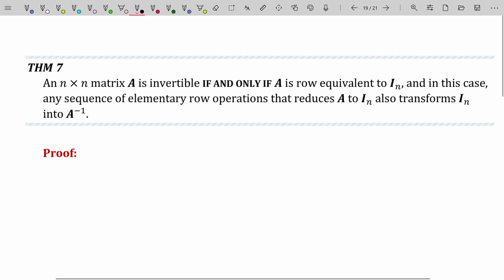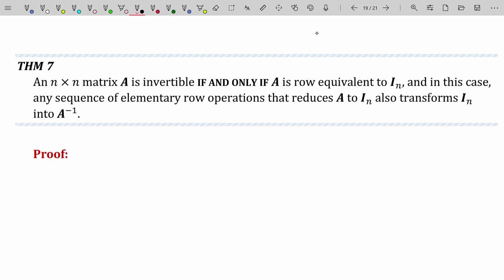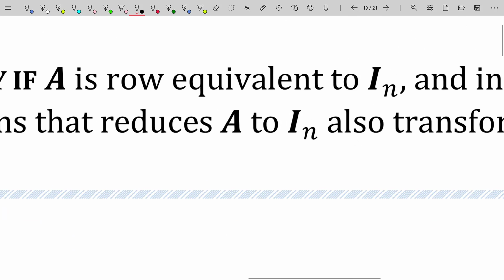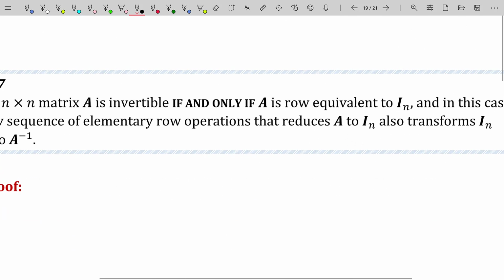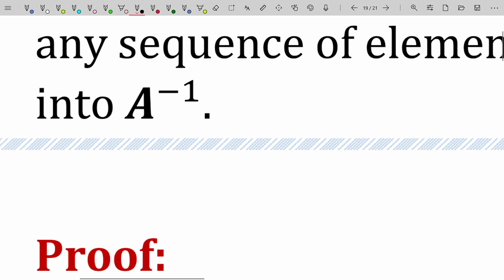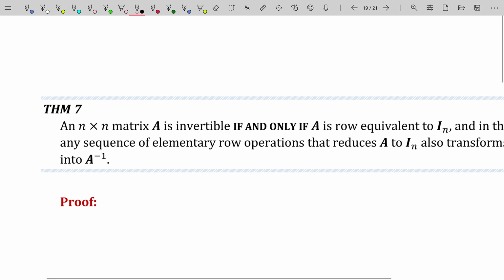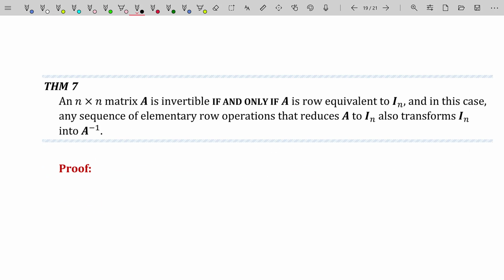But this is the last theorem we're going to have to deal with. And by the way, it's a super powerful theorem because this is basically saying what I just said a few moments ago. An n by n matrix A is invertible if and only if A is row equivalent to the identity matrix. And in this case, any sequence of elementary row operations that reduces your matrix to the identity matrix also transforms the identity matrix into A inverse.